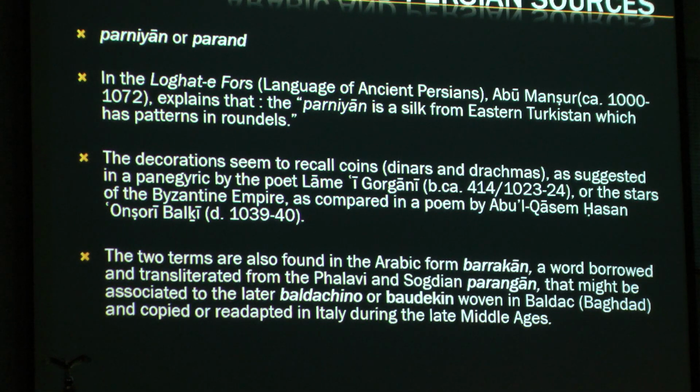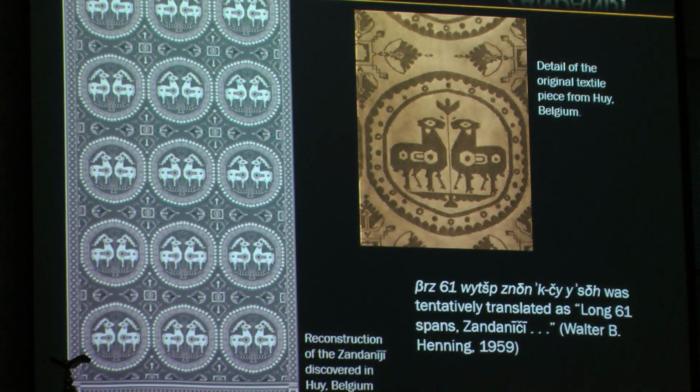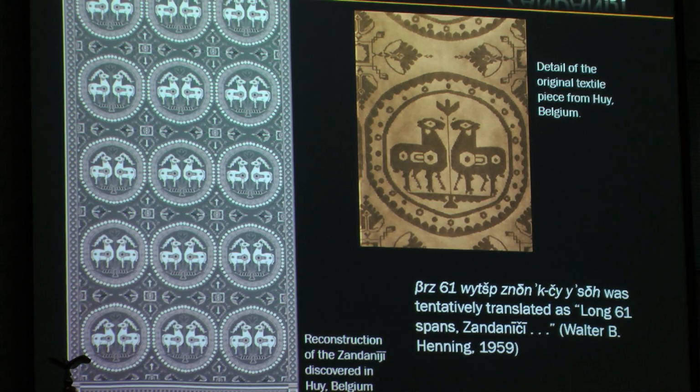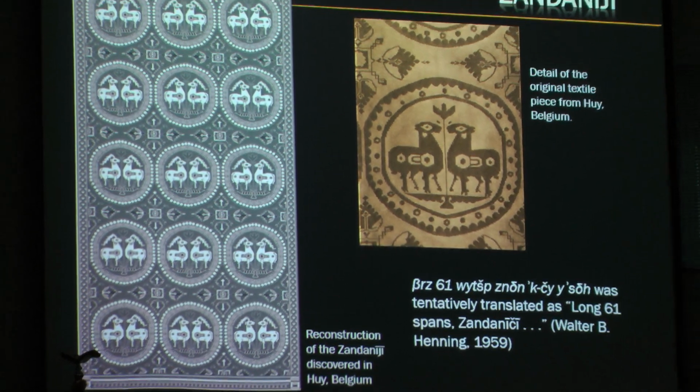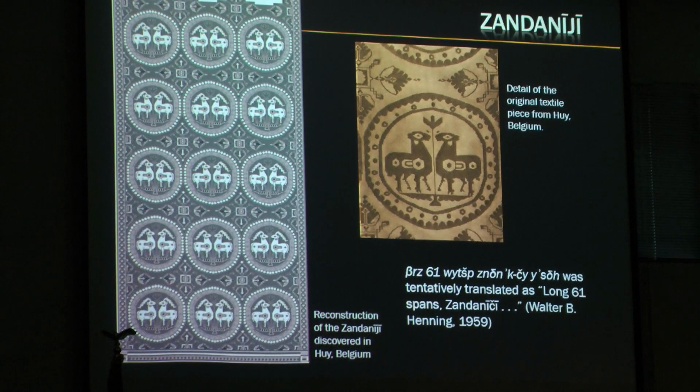So in the last 60 years, these textiles with beaded rondels enclosing animals have been known in the West by the name of zandaniji, a famous and precious textile that was produced in Zandana near Bukhara, Sogdiana.